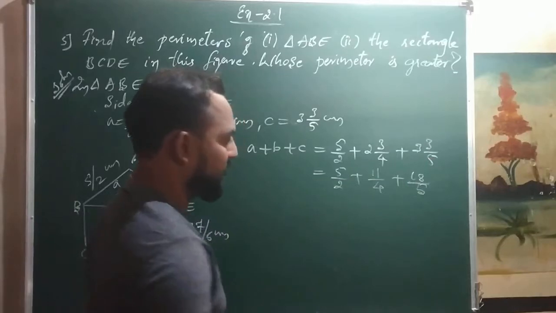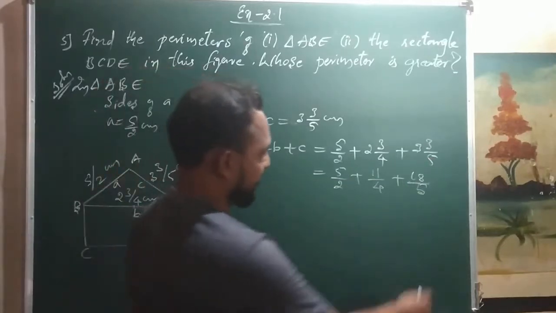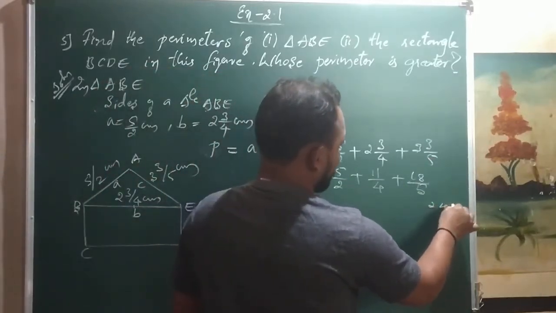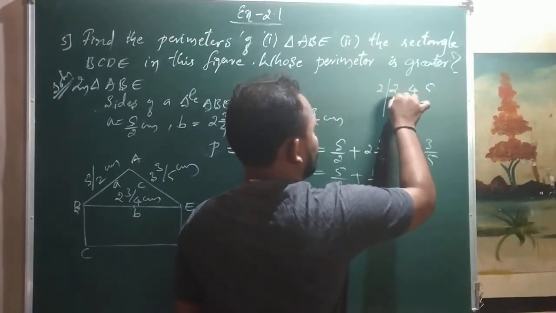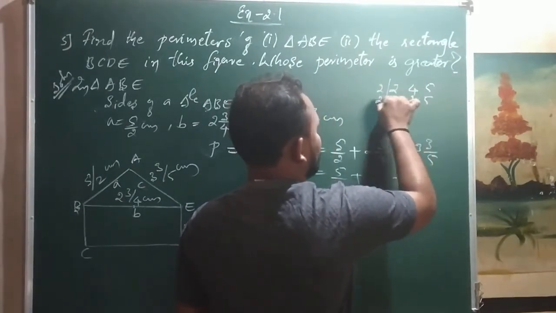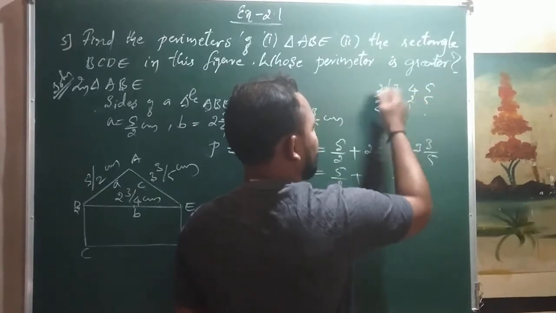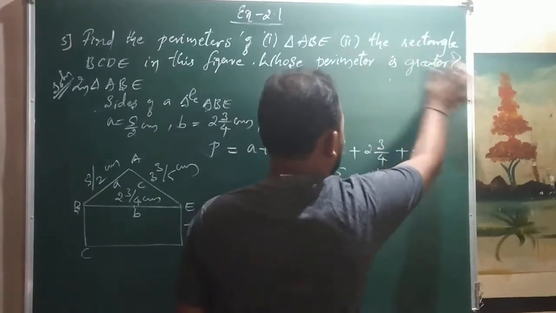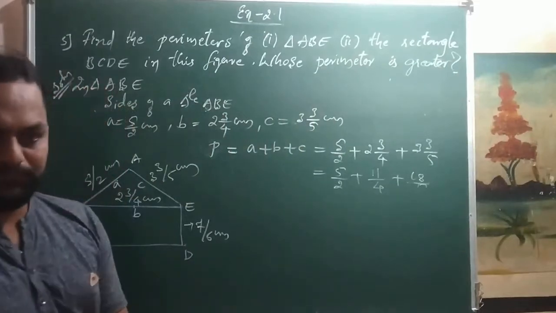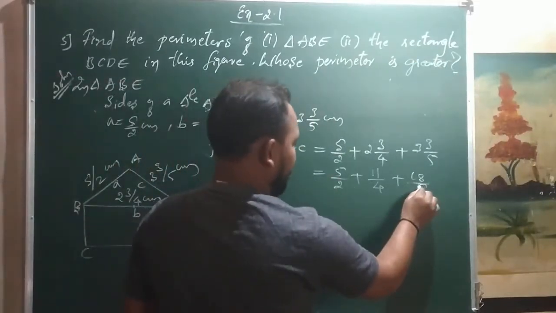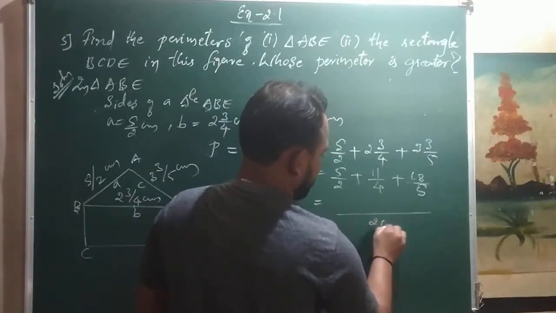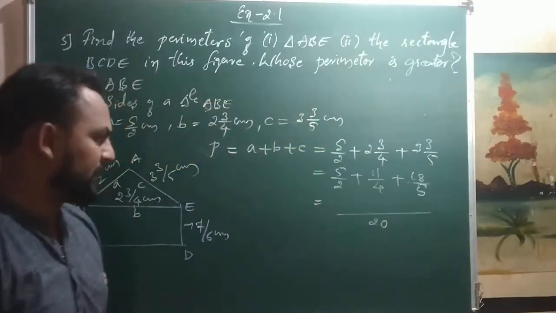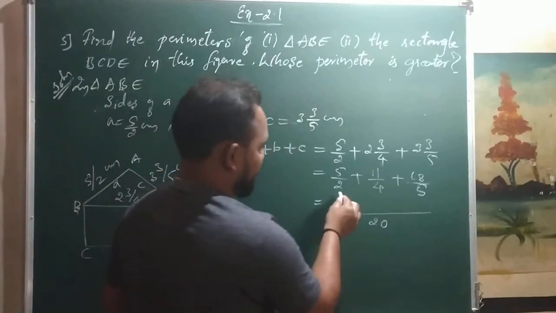Then take the LCM of 2, 4, 5. Here the LCM of 2, 4, 5: 2 1s are 2, 2 2s are 4, 5 4s are 20. 20 is the LCM. Okay, here 20 is the LCM.